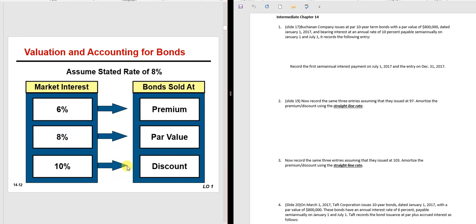Okay, so this is kind of what I told you already. If the stated rate is 8% and the market rate's 8%, they sell at par, which is the face. Par value, face value, same thing. If the stated rate is 8%, but the market rate is 6%, they're better than the market, so they're going to sell at a premium. So I need to change the bond face, and I don't really change the bond face. I've changed the bond selling price to make the returns equal 6% instead of 8%. However, if the market rate's 10%, these are going to sell at a discount.